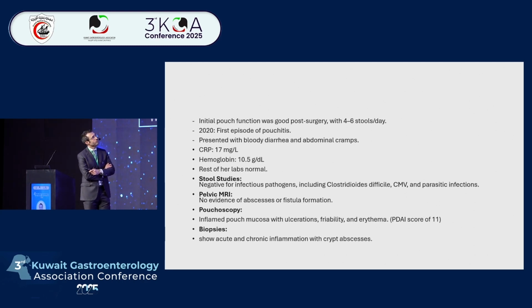The first episode of pouchitis was in 2022. She presented with abdominal pain, cramps, and bloody diarrhea. Her CRP back then was 17, hemoglobin 10.5, rest of her labs normal. Stool tests for C. diff and other pathogens were normal. She had a pelvic MRI just to rule out any Crohn's of the pouch, which was normal. Pouchoscopy showed an inflamed pouch with mucosal ulceration, friability, and erythema.